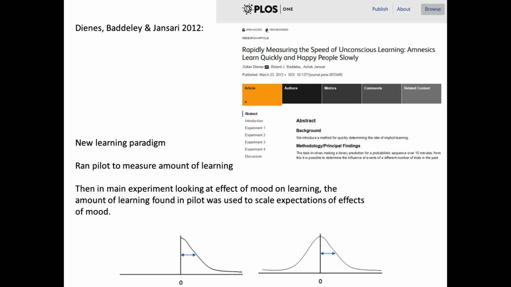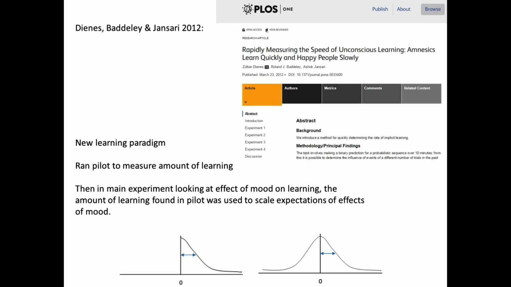Now what I was actually interested in was the effect of mood on the learning. I thought sad moods would affect one component and happy moods would affect another component. But in the pilot we didn't do any mood manipulation. We just looked at the amount of learning. And I said whatever the mood manipulation does, the amount of learning is the right scale of effect. And then that was put in as the standard deviation of the half normal for all tests. So that's something you can do.